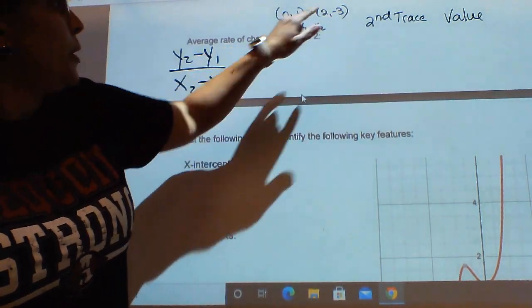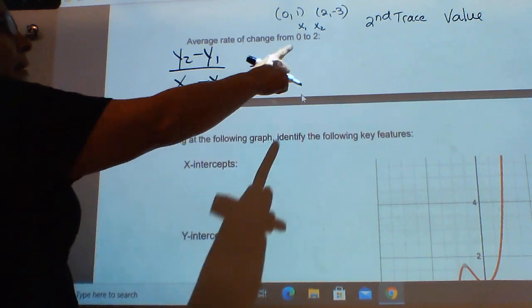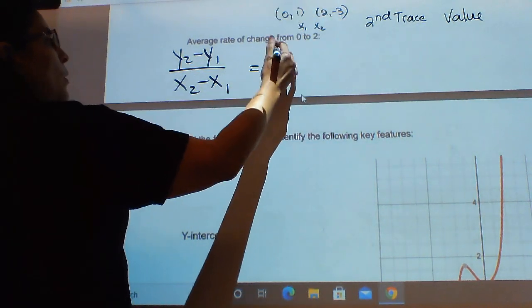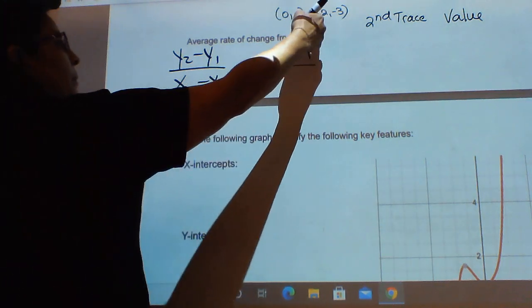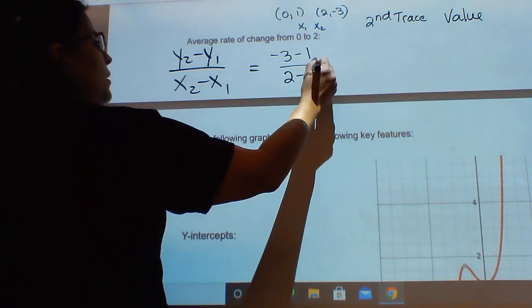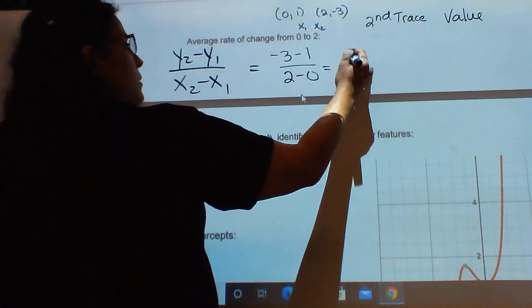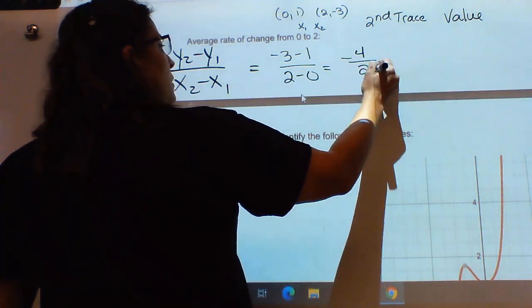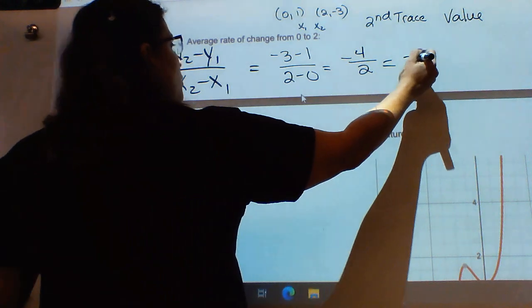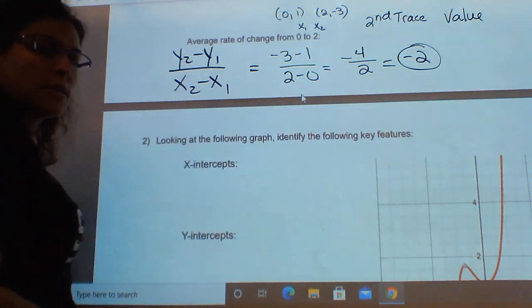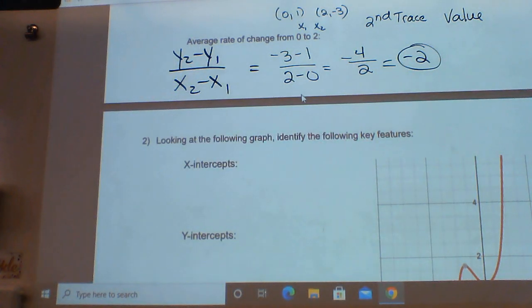Now I have 2 points that I can plug in here. y2 minus y1, so -3 minus 1, divided by 2 minus 0. -3 minus 1 is -4, divided by 2 is -2, and that's my rate of change.